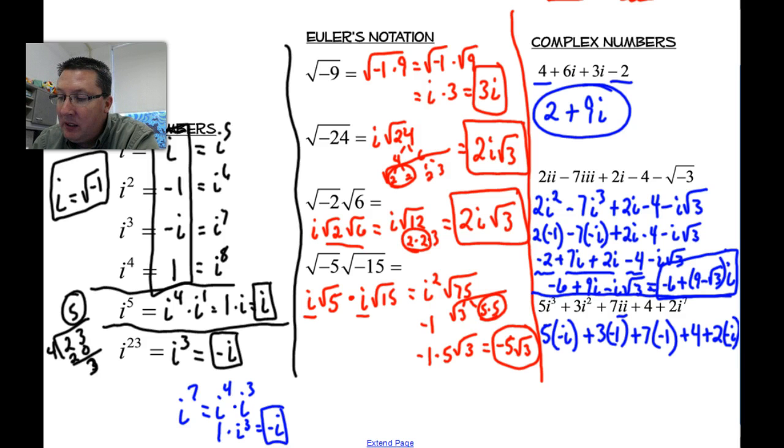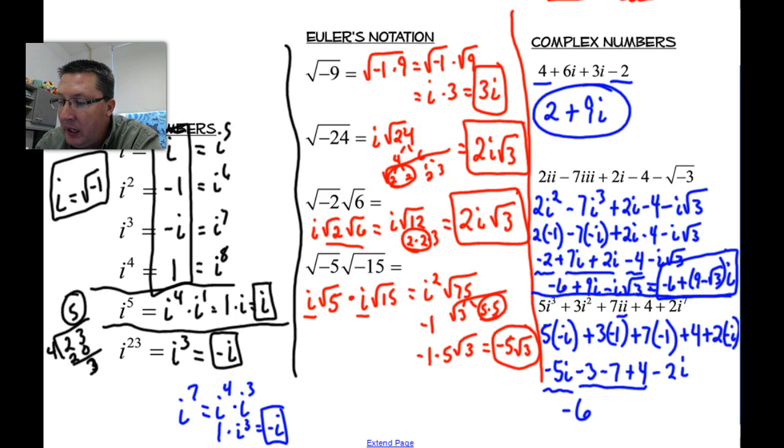All right, let's start simplifying. 5 times negative i is negative 5i. 3 times negative 1 is negative 3. Plus 7 times negative 1 is negative 7. Plus 4. Plus 2 times negative i is negative 2i. All right, we combine our real number parts. Negative 3 minus 7 plus 4. Negative 3 minus 7 is negative 10, plus 4 is negative 6. Imaginary parts, negative 5i and negative 2i is negative 7i.